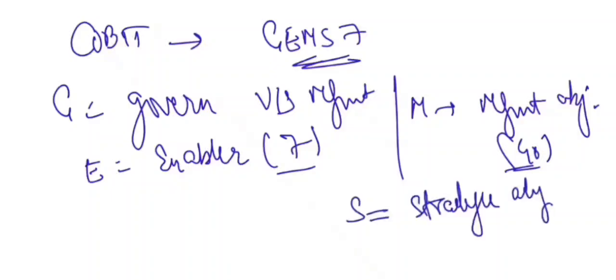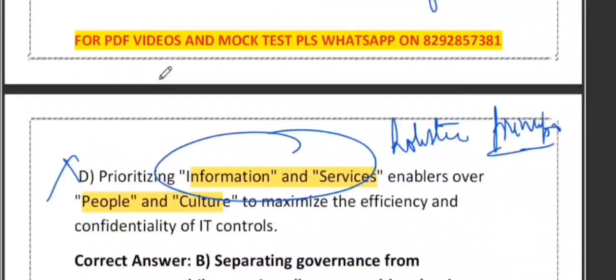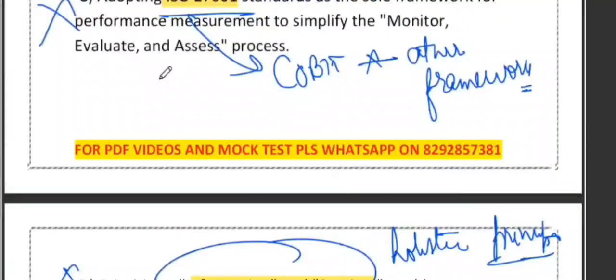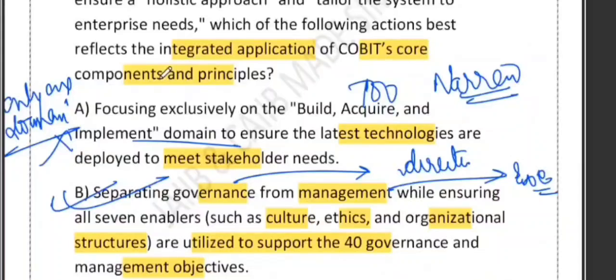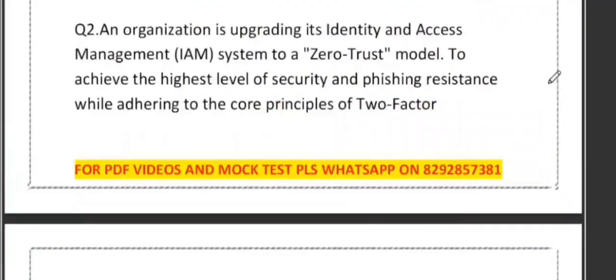Strategic alignment. So whenever you hear this COBIT, just remember this word: James 7, for holistic governance. So James 7 for holistic governance. What we have discussed, let's have a quick revision. I told you that COBIT 2019 includes IT governance and management alignment. Two things it includes, right?